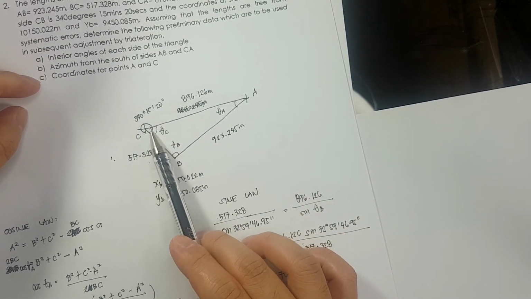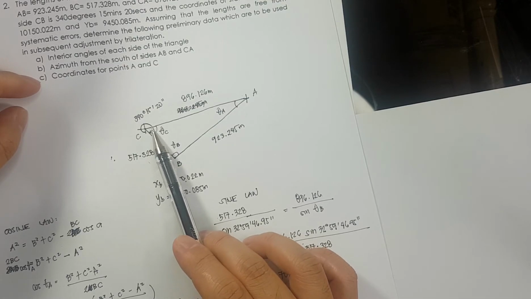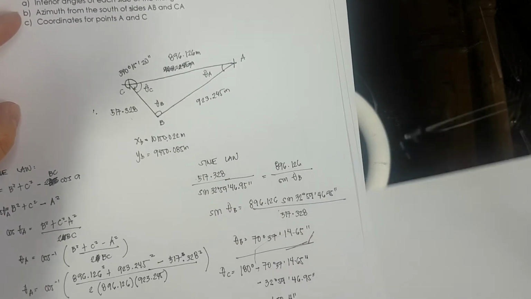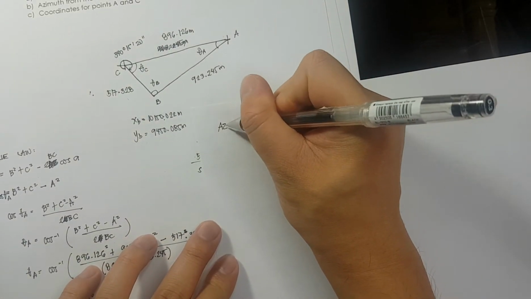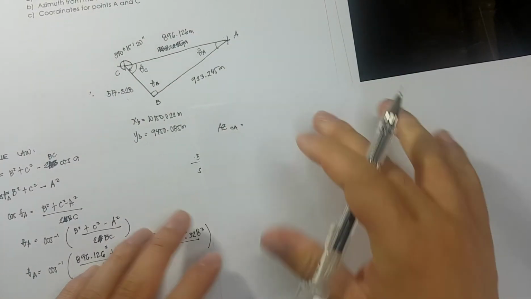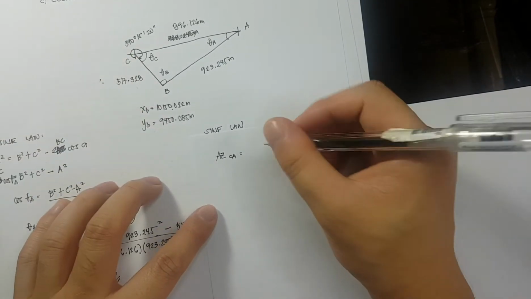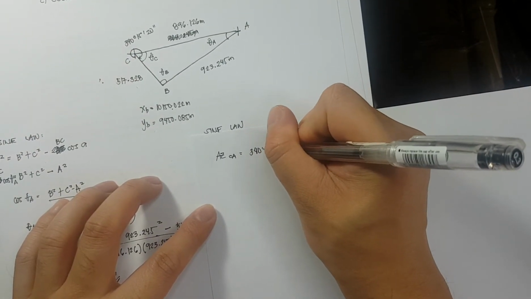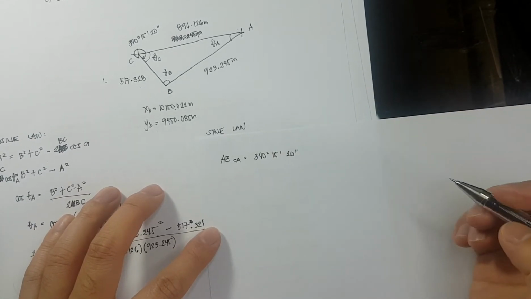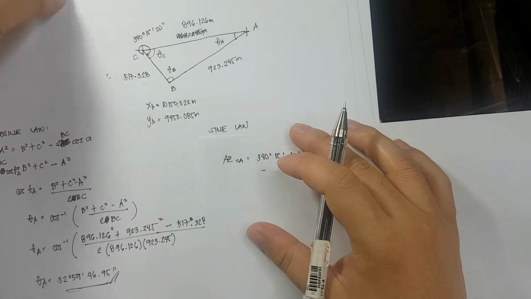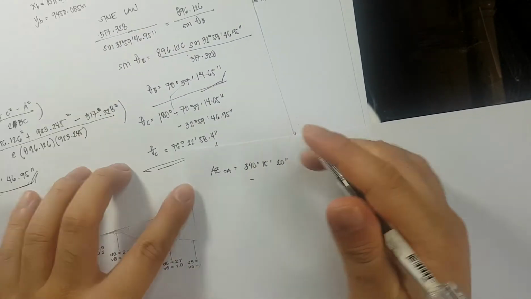Kasi mag-stop na doon yung angle natin. So, right away, it will give us the azimuth of C to A. So, azimuth of C to A is equivalent to 340 degrees, 15 minutes, 20 seconds, minus theta C. What is theta C?